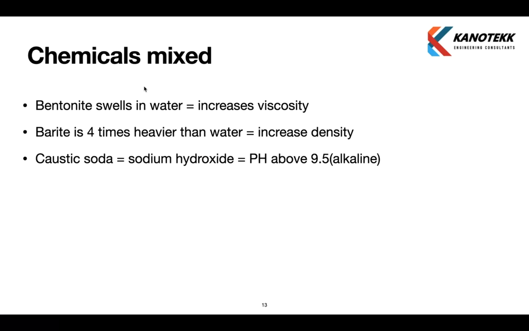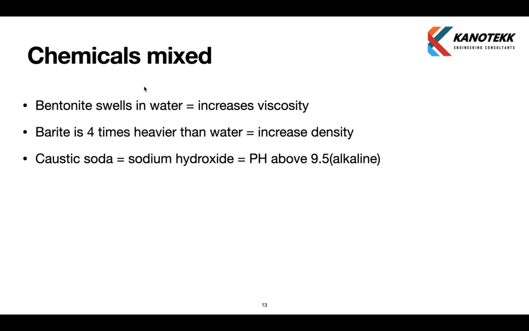Like drilling mud, if we have to increase viscosity, we can add bentonite. Similarly, barite is heavier, 4 times heavier than water. So if we have to increase the weight or density of drilling mud, we can add barite. Similarly, for keeping the pH at an alkaline level, like 9.5, we add caustic soda. Caustic soda is one of the dangerous chemicals we handle in an offshore oil rig. It has to be handled very carefully because it can cause burns, eye burns, or skin burns if it comes into contact with skin.